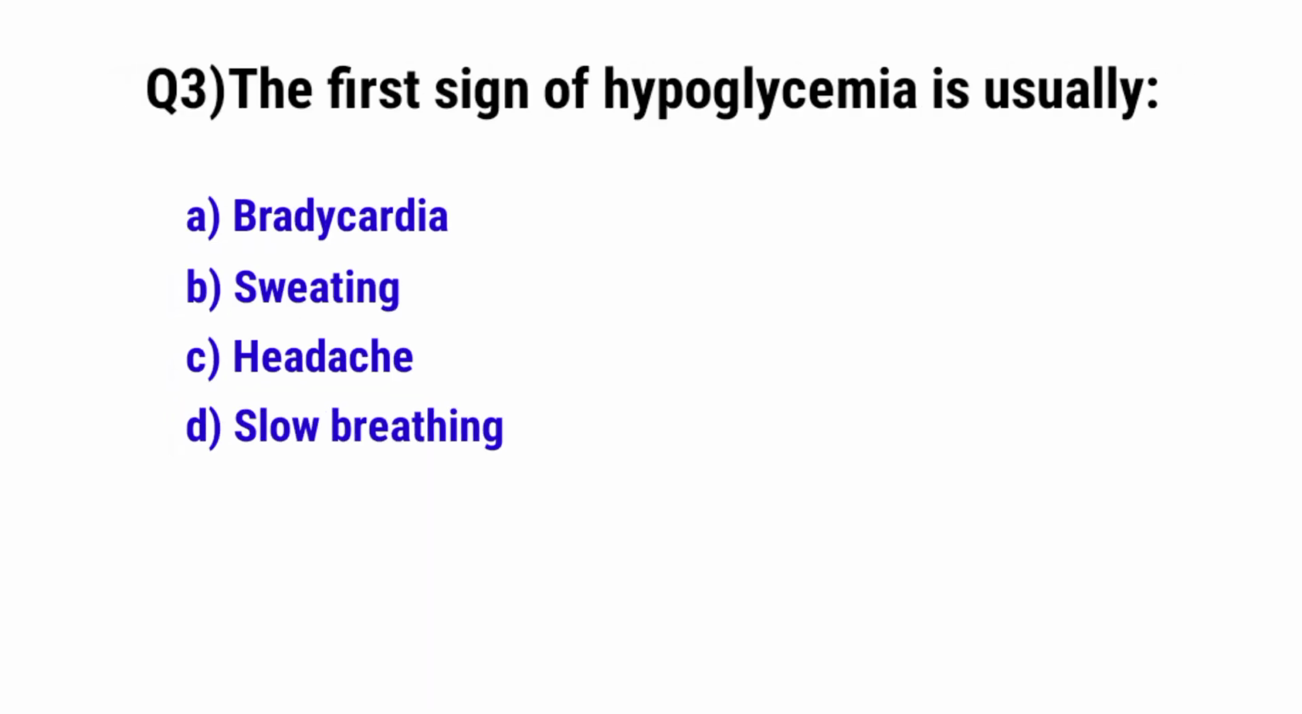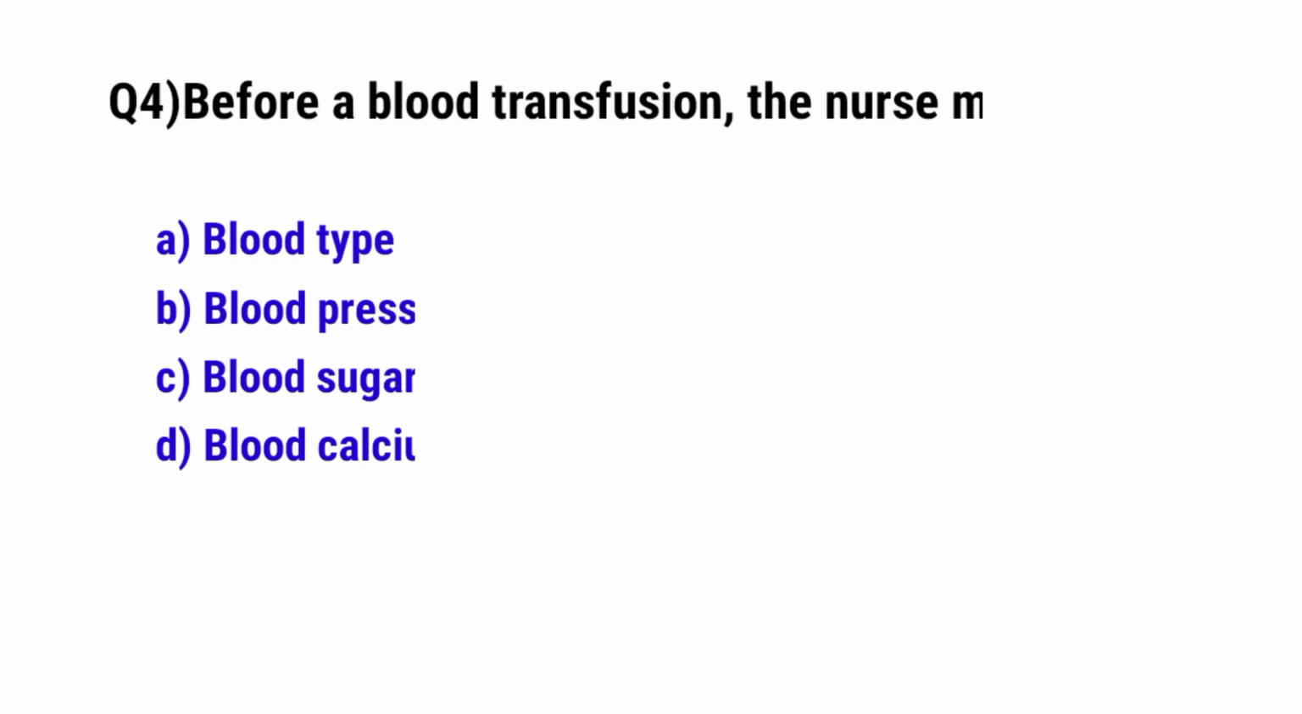Question number 3. The first sign of hypoglycemia is usually. The correct option is B. Sweating. Question number 4. Before a blood transfusion, the nurse must verify. The correct option is A. Blood type.